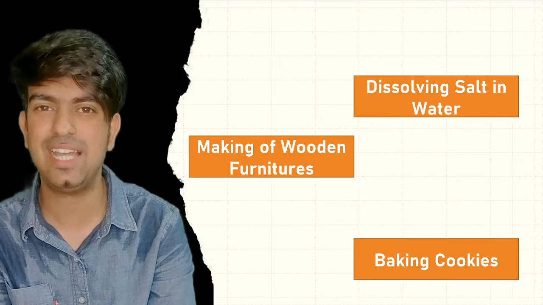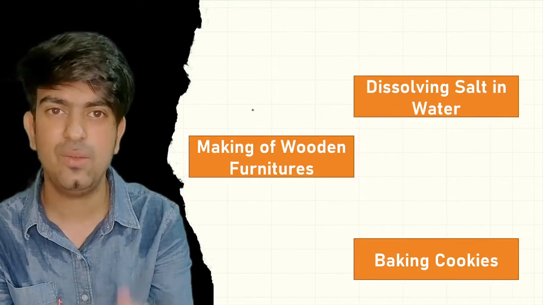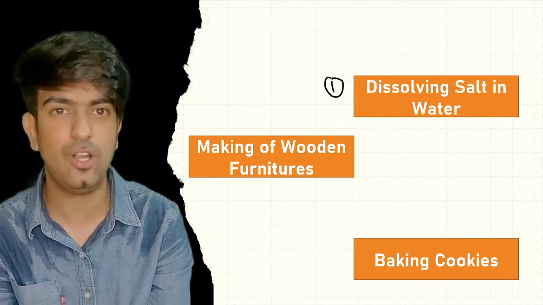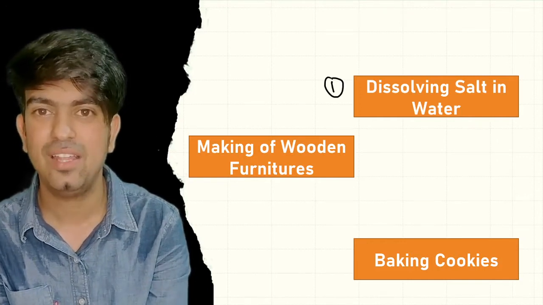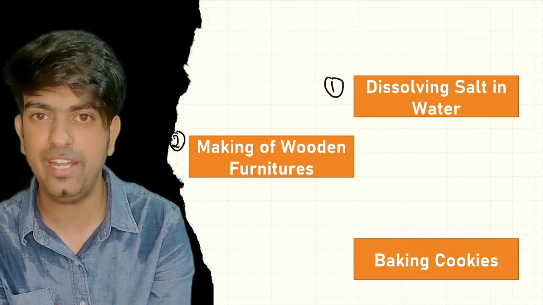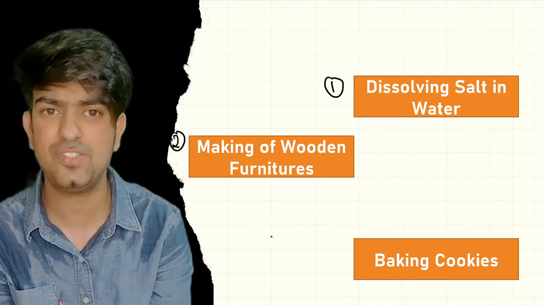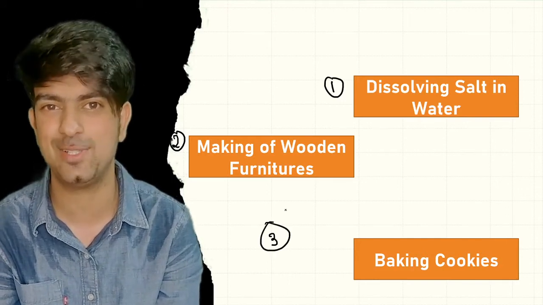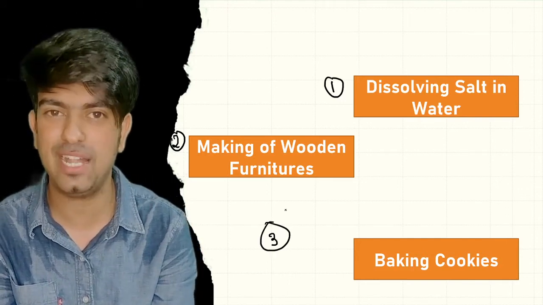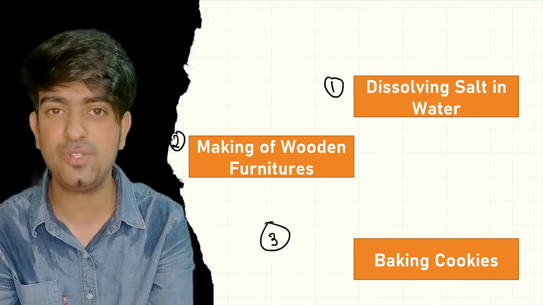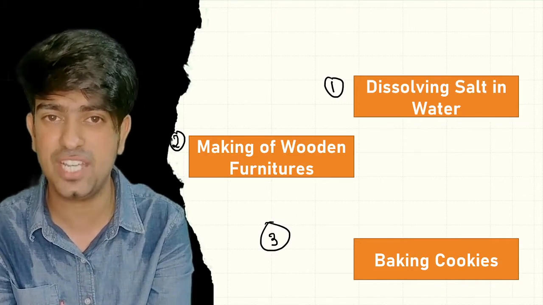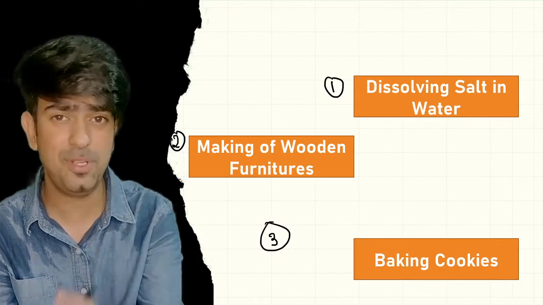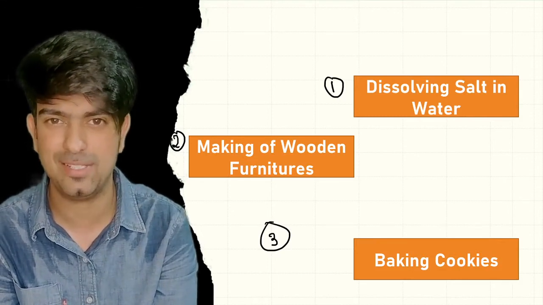Now the question is that here are three things. One is what? That is dissolving of salt in water. Second, I have that making of wooden furnitures. And third case, we have baking of cookies. Everyone likes cookies, yes or no? Now what you have to do is that you have to think it and you have to classify them whether they are the physical change or the chemical change. And in the next class, I'm going to ask you the answers about this question.